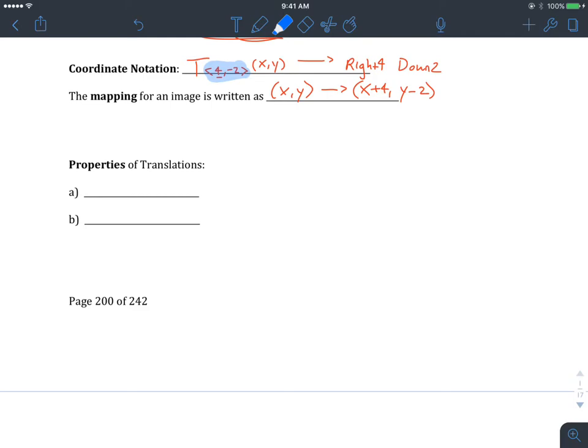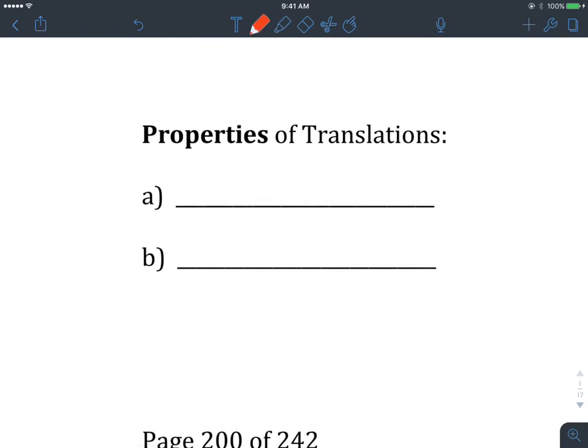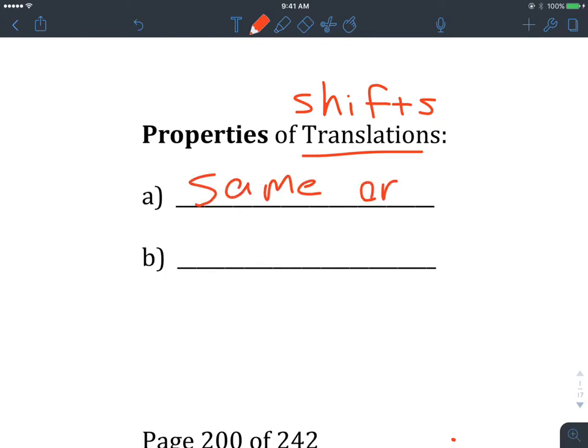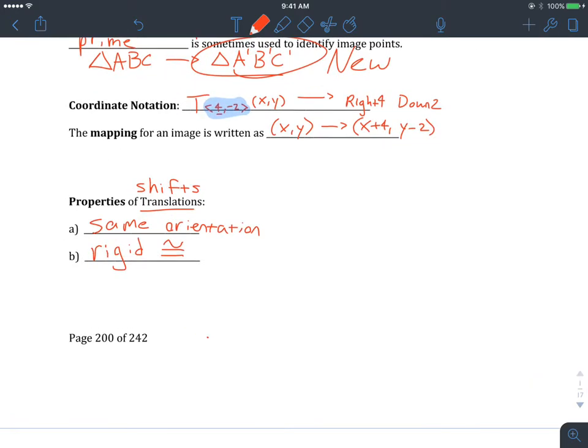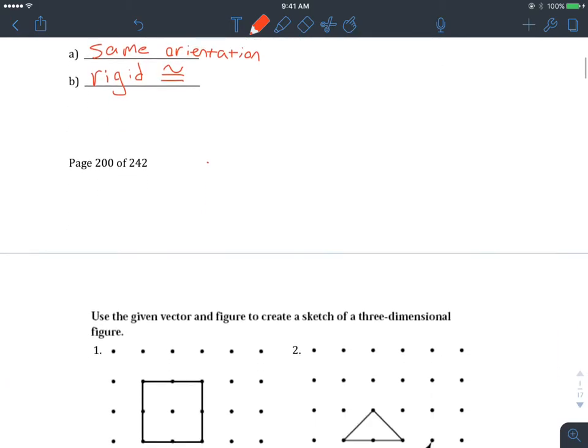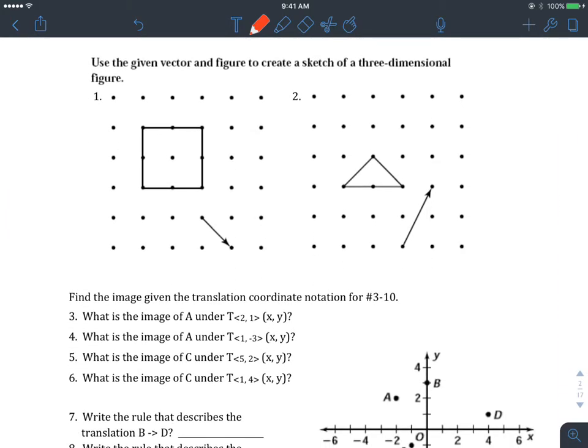Okay, properties of translations. All right, remember this is shifting. So shifts. So that means that you're going to have the same orientation. And then also it's rigid, which remember that means everything's going to be congruent. Angles and side measures don't change there.